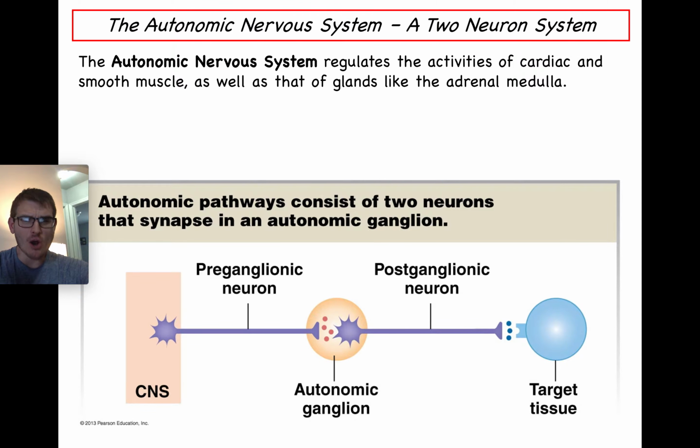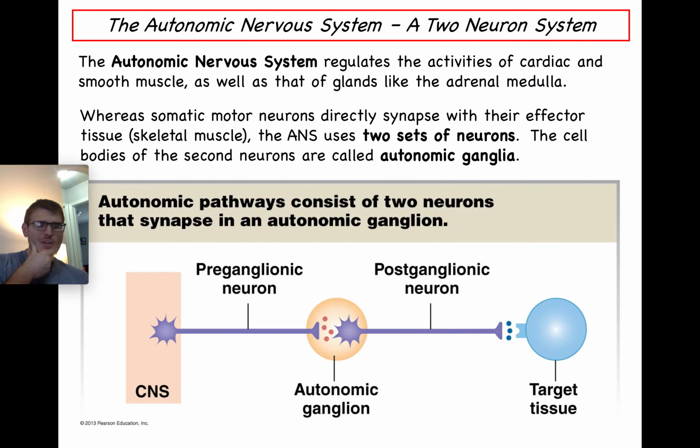Okay, so what are your autonomic effectors? What are the types of cells, tissues, and organs that receive information from the autonomic nervous system? This one's really easy for us to define. We can say it pretty simply. Anything that is not skeletal muscle is capable of getting autonomic input. So the autonomic nervous system is going to regulate things like cardiac muscle, smooth muscle, and then glandular tissue like the adrenal medulla.